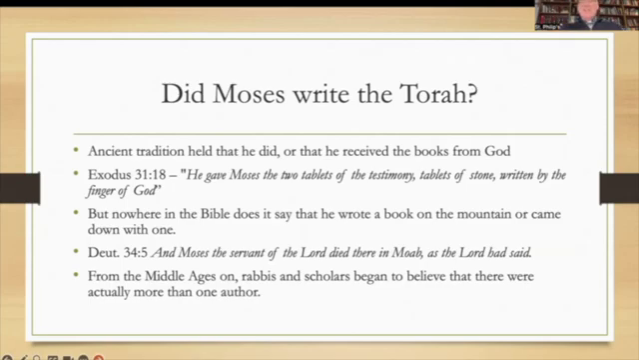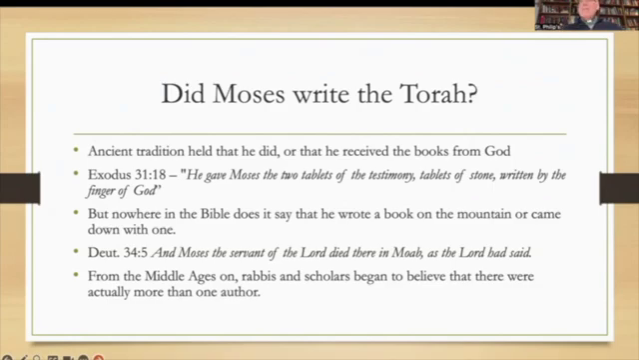It's very evocative. But nowhere in the Bible does it say that he actually wrote a book on the mountain or came down with one. There's no reference to a Bible until much, much later. And in fact, I've often pointed out, if Moses wrote the first 5 books of the Bible, he also wrote about his own death, because at the end of Deuteronomy, it says, "And Moses, the servant of the Lord, died there in Moab, as the Lord had said." So clearly somebody else was writing at least that sentence.